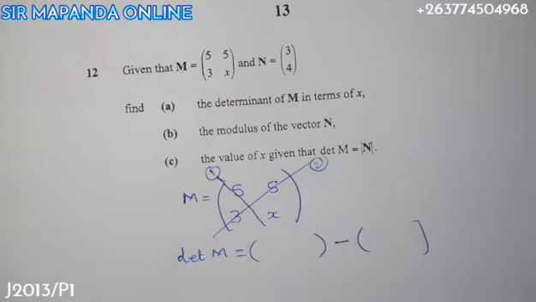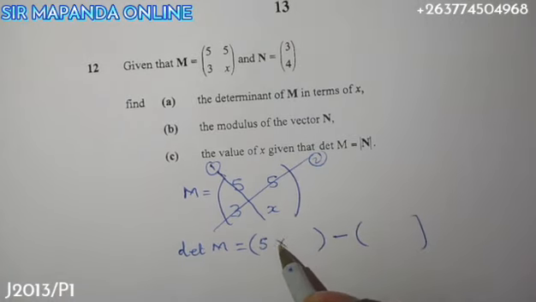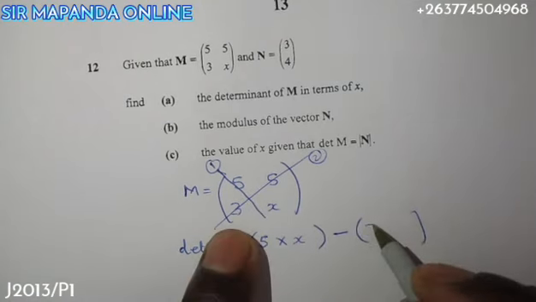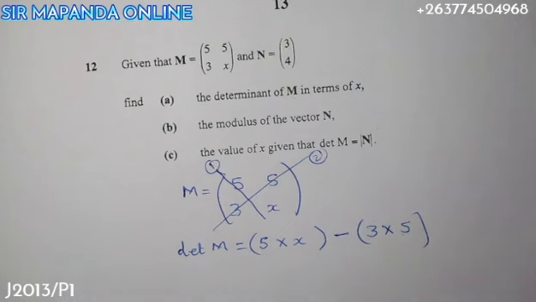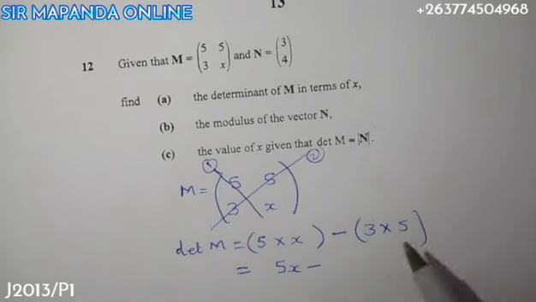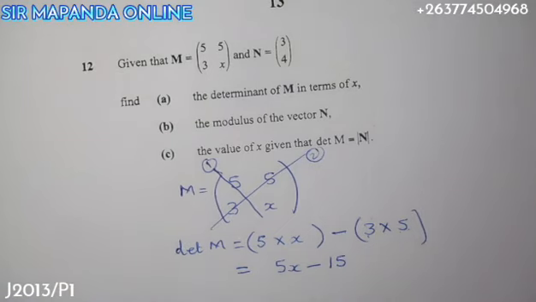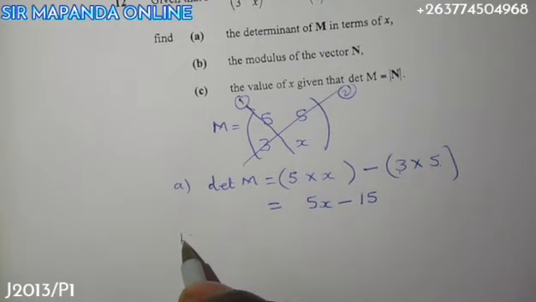So you multiply numbers in the first diagonal, then you subtract the product of numbers in the second diagonal. In the first bracket, you are saying 5 times x. These are numbers in the first diagonal. Then in the second bracket, you are saying 3 times 5, which is the product of numbers in the second diagonal. 5 times x, you get 5x. You put negative. Then 3 times 5 gives you 15. So your answer is 5x minus 15. This is part A. Let us move on to part B.